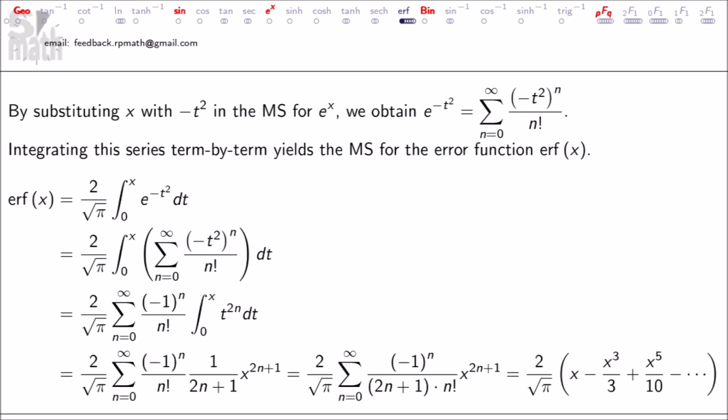By substituting x with minus t squared in the Maclaurin series for e to the power x, we obtain this. Integrating this series term by term yields the Maclaurin series for the error function.